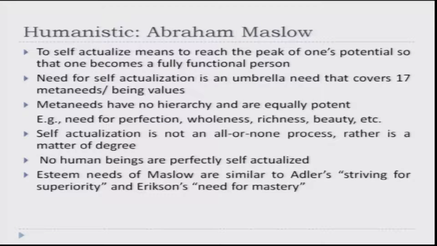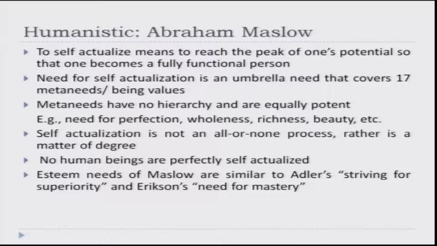Now, self-actualization, which is basically a B motive, is a state which means to reach the peak of the potential that you have, so that you become a completely, fully functional individual, okay. Now, the need for self-actualization is basically an umbrella that covers 17 different meta needs, okay, or the being values, as Maslow says. Meta needs have no hierarchy, unlike the D needs, okay, which were arranged in a hierarchy, and therefore all meta needs are equally potent. For example, need for perfection, need for beauty, need for richness, wholeness, okay. Now, all these needs are equally potent. You cannot arrange them in priority.